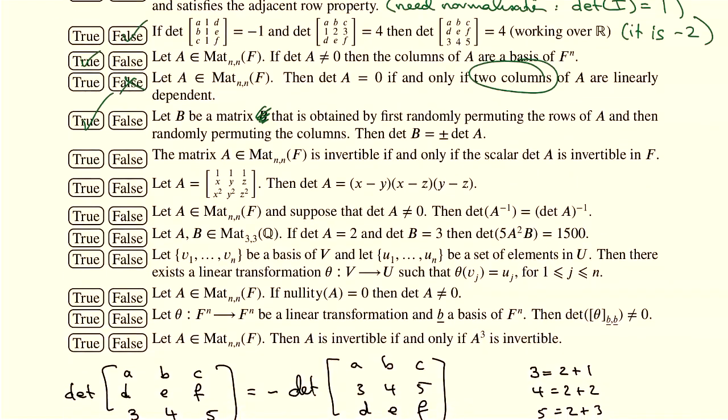The matrix A is invertible if and only if the scalar, the determinant, is invertible in the field. Yep, true, good. Saying invertible in the field is just saying non-zero, and so that's our favourite thing, that something's invertible if and only if its determinant is non-zero. This next one you might recognise as something called the Vandermonde determinant.